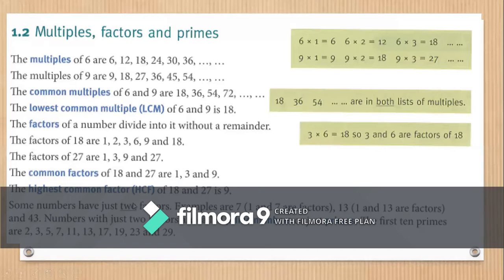Some numbers have just two factors, these are called prime numbers. Any number that has two factors is a prime number. Remember this, we already studied these things in the start.